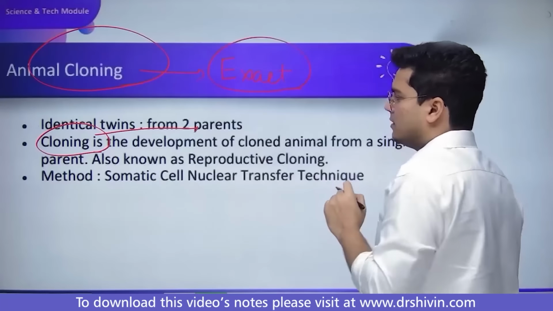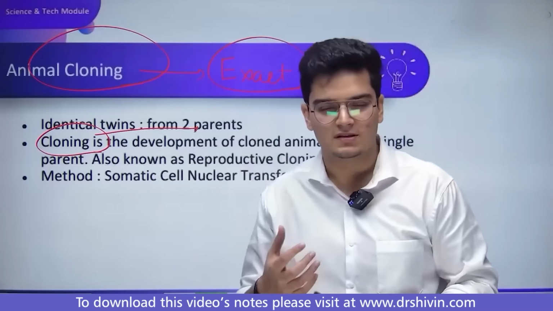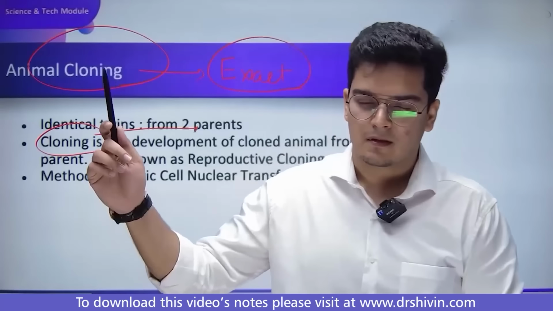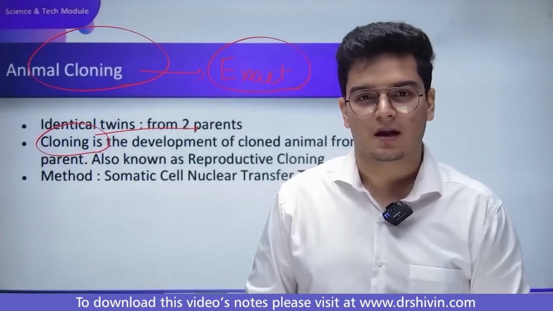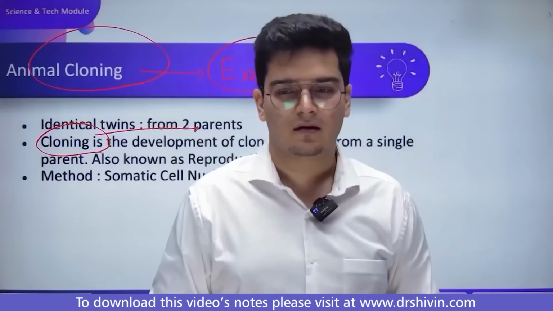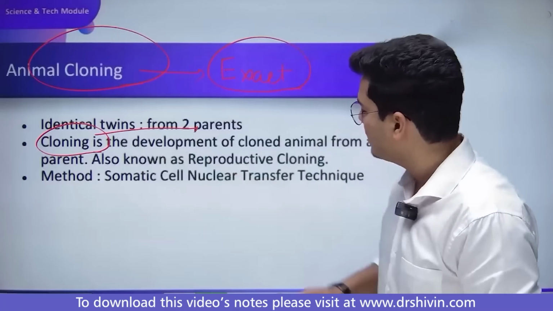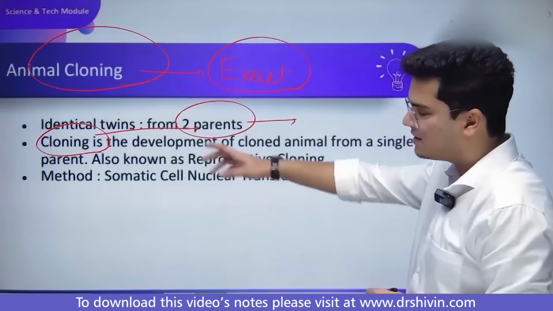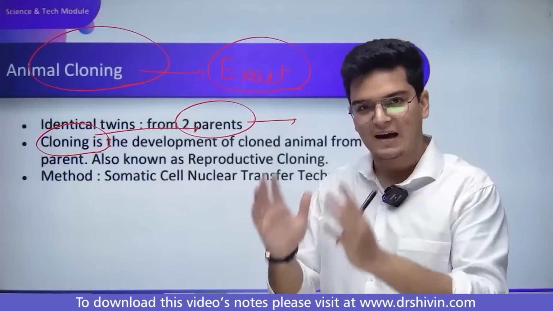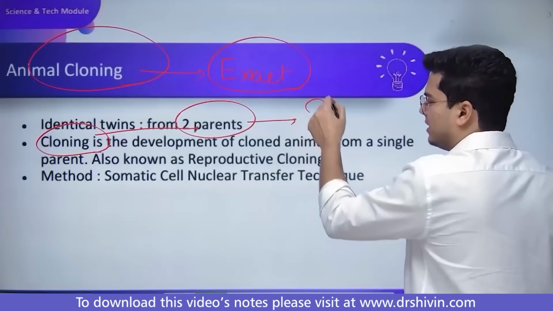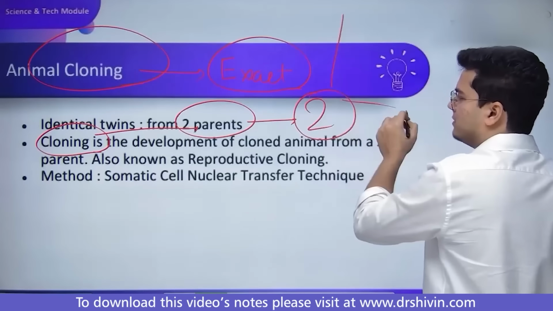Okay. Now, अगर humans की exact copy आपने देखनी है, तो one idea is identical twins. Identical twins are exact copies of each other, right? So identical twins, but they are coming from two parents. If there are identical twins, people who look exactly alike, they are sort of clones, but they are coming from two parents, right? One mother and one father.